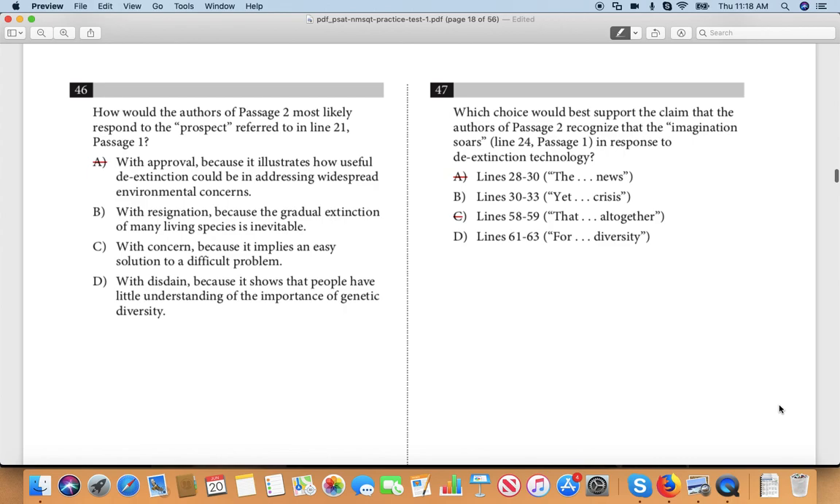I would say D, right? Because D is about the genetic diversity. Right? And they're just playing word matching, but they're missing the whole point. Because the whole point is how the authors of Passage 2 most likely respond to the prospect of de-extinction technology. And you know they're not going to like it. So it's either C or D. But it's going to be C. Does that make sense? And then lines 30 through 33 back that up beautifully. Sometimes it's more helpful to start with the lines.